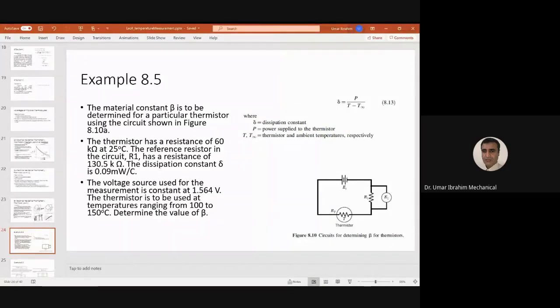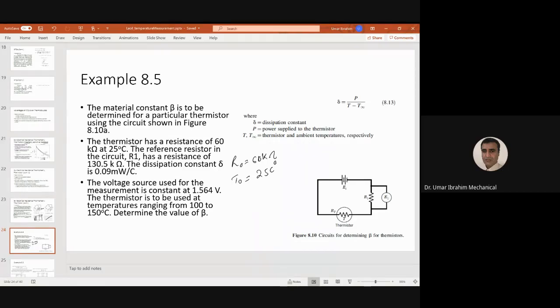The material constant beta is to be determined for a particular thermistor using the circuit shown in figure 8.10. The thermistor has a resistance of 60 kilo ohm at 25 degrees C. So these are your R0 value of 60 kilo ohm and T0 value of 25 degrees C. Okay. The reference resistance R1 in the circuit has a resistance of 130 ohm. Okay.